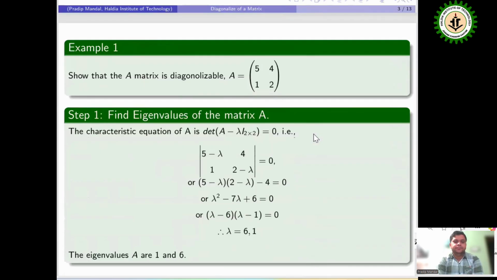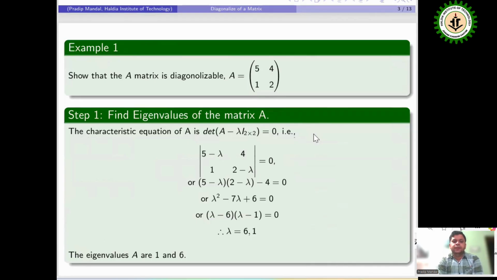Now, first example. Show that the matrix A is diagonalizable, where A is given with first row 5, 4 and second row 1, 2. First we find the eigenvalues of the matrix A. That means we calculate the characteristic equation: the determinant of A minus lambda times I, a 2 cross 2 matrix, equals 0. That means the determinant of first row 5 minus lambda, 4, second row 1, 2 minus lambda equals 0.